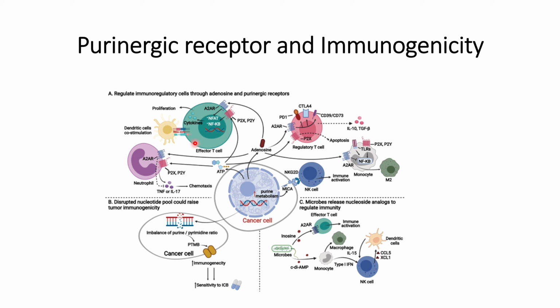So I hope you got an idea of how these purinergic receptors and immunogenicity are related. And if you need to understand this topic in detail, that is, how this imbalance of purine to pyrimidine ratios might trigger an immune response, you can go through the reference that has been provided in the description.